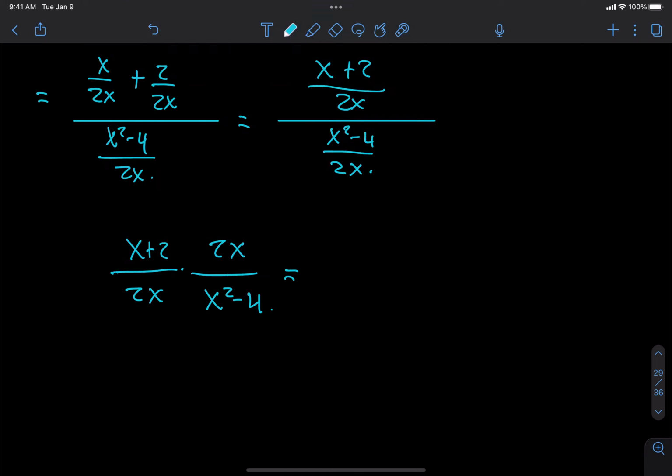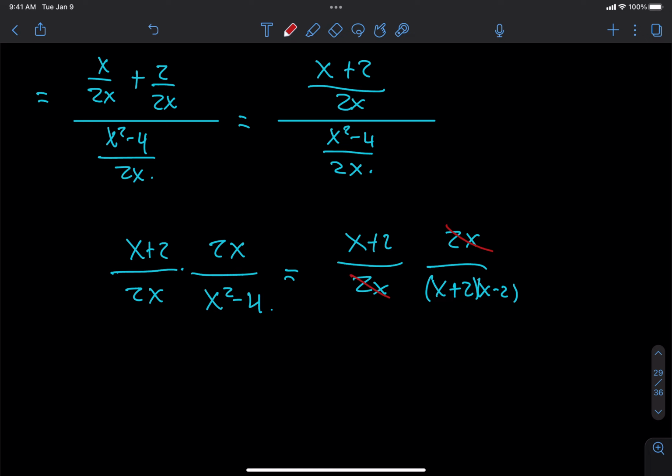Factor x squared minus 4. Very good. X plus 2, and then we've got 2x, and then x plus 2 and x minus 2. Okay, now I'm nearly there. What do I still need to do? Cancel. I can cancel what? 2x with 2x and x plus 2 with x plus 2. So my final answer will be 1 on the top and x minus 2 on the bottom.